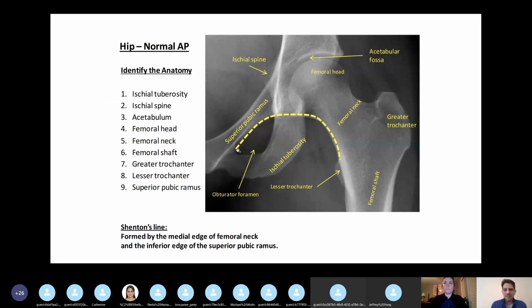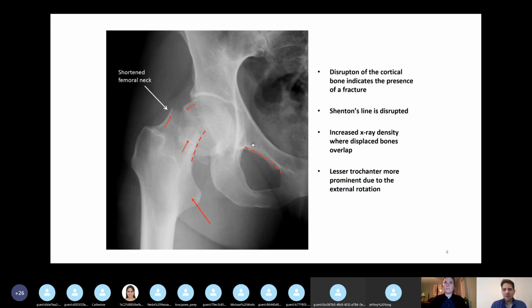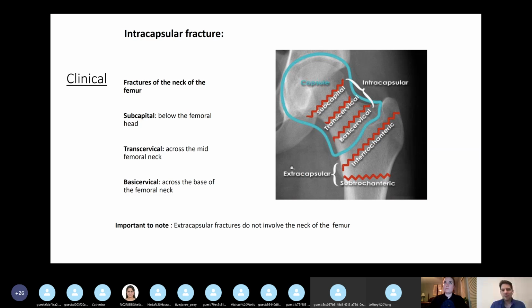So quickly, let's look at this. This is the normal architecture, right? So this Shenton's line should be straight across, right? That means everything is okay. If you see this fracture, this shortening distance here, you can see the fracture. Look at Shenton's line, how it's compromised, right? It's not straight. So here we're talking about this intracapsular, right?